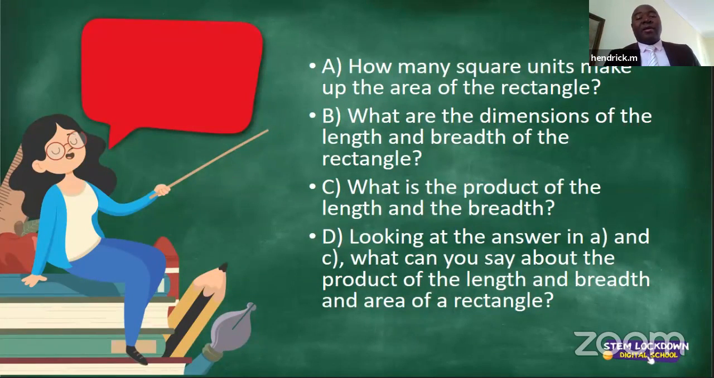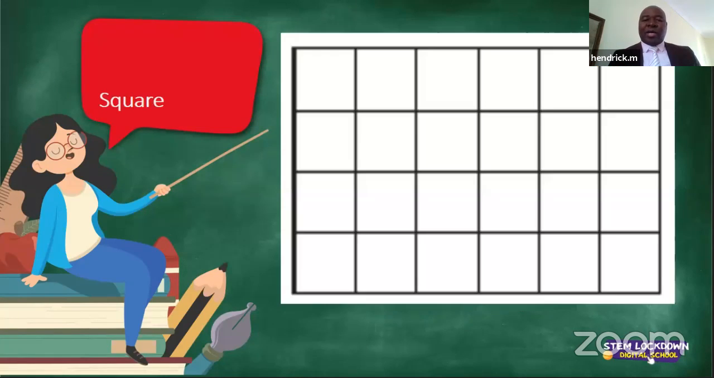Remember, in A, the square units you counted were 24. If we go back to the rectangle with the squares, you can see that there are 24 squares inside this rectangle. We have already said that these 24 squares make up the whole area of the rectangle. Are we together? Can you see that? Yes, sir.